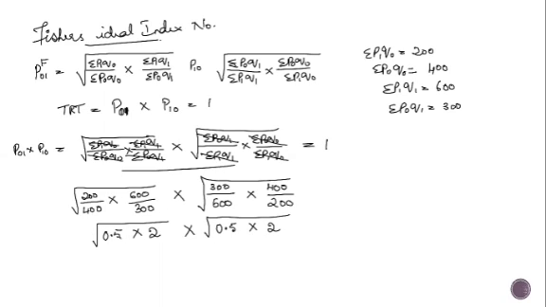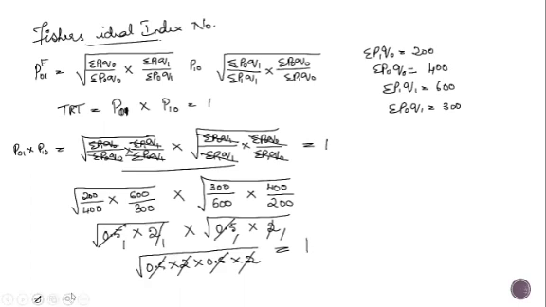now if you see here, I can put it together: square root of 0.5 into 2 into 0.5 into 2. So that means it is cancelled. That means it is equal to 1. So we can say that it is proved that the price of the base in the current year under Fisher, the Fisher index satisfies TRT.